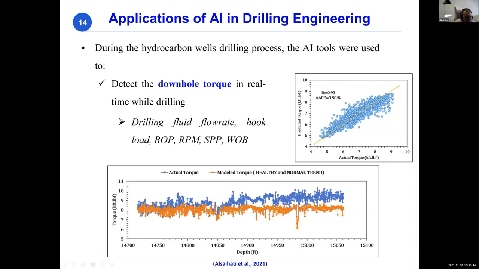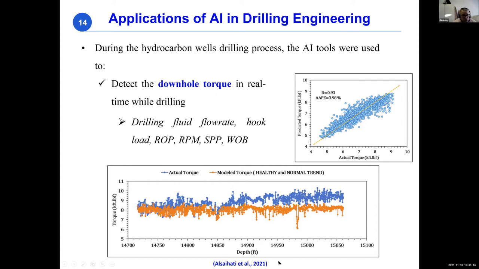Another example from the downhole is the measurement related to the downhole torque. As you can see here, this is the actual torque, and this is the modeled torque, which should be the normal one. As you can see, there is a deviation at a certain point. The deviation means you will have a higher downhole torque, which will cause twist-off to your equipment. Initially, it will damage your logging equipment, LWD, MWD. In addition to this, it will affect the top drive at the surface.